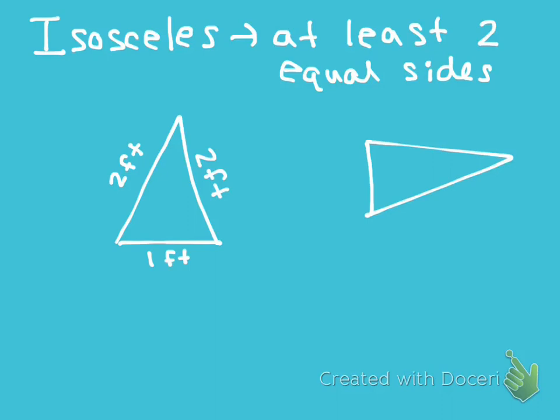We can also show an isosceles triangle with hash marks. So here this side has 2 hash marks, and so does this one, because both of these sides are congruent or equal. But this little side is different, so it only has 1. It has a different number of hash marks compared to the other 2 sides.